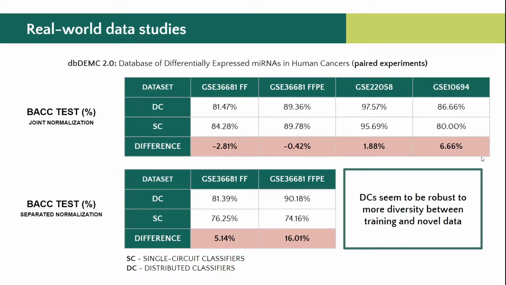Then we tested our classifiers on real-world data, on liver cancer datasets and lung cancer datasets, and we noticed that these distributed classifiers perform rather better than single-circuit classifiers. Later, to increase the difficulty of the classification task, we introduced more diversity between the training and the testing datasets by fully separating the normalization of both datasets, and noticed that distributed classifiers seem to be much more robust to more heterogeneity between training data and novel unseen testing data, which is very important for the application.